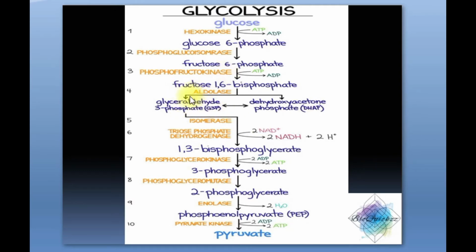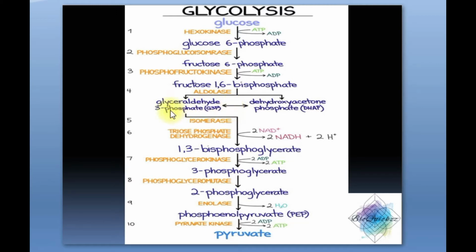Now, step number 4 is fructose 1,6-bisphosphate to glyceraldehyde 3-phosphate and dihydroxyacetone phosphate. The enzyme required is aldolase. Here, the dihydroxyacetone phosphate is transferred to glyceraldehyde 3-phosphate. Here, one enzyme is required. It is known as triose phosphate isomerase.